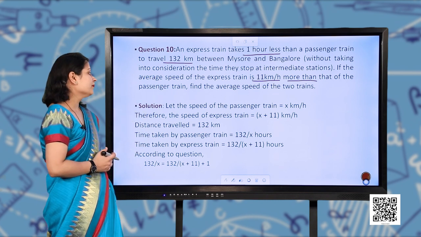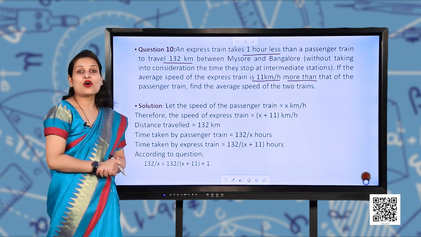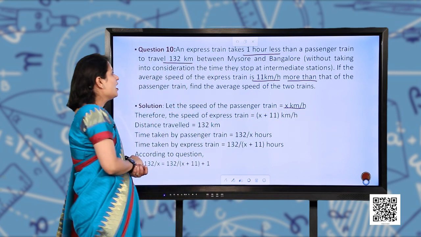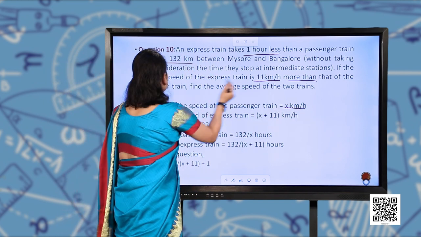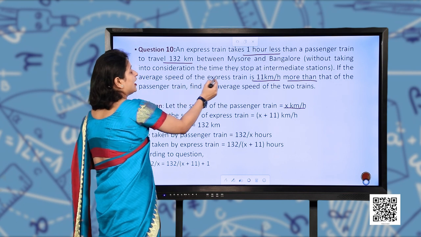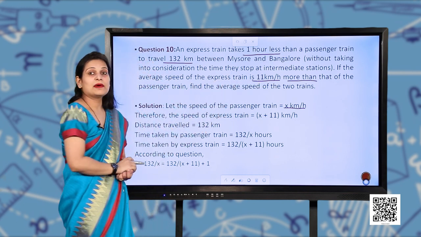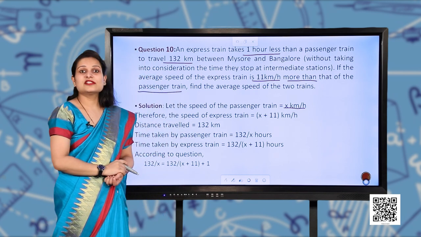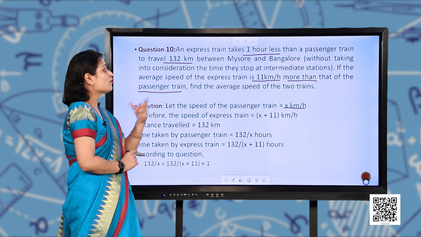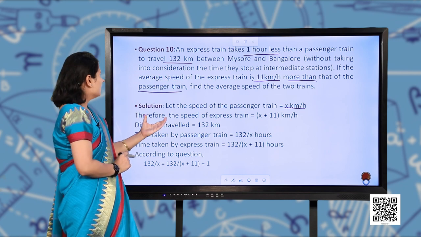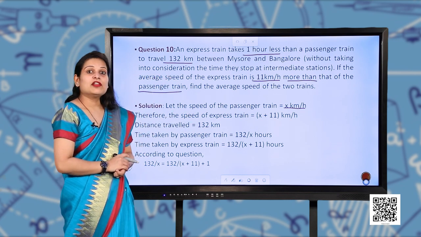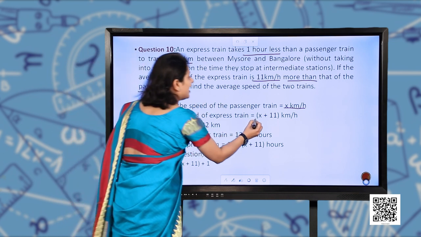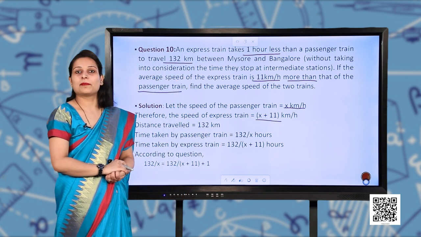So, we need to calculate the average speed of both the trains. Solution: we will consider the speed of the passenger train as x kilometer per hour. As you can see, the average speed of the express train is 11 kilometer per hour more than that of the passenger train. If we have considered the speed of the passenger train as x, what will be the speed of the express train? It will be 11 more than the speed of the passenger train, so you will get x plus 11 kilometer per hour.